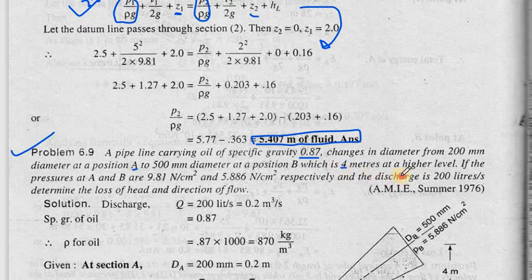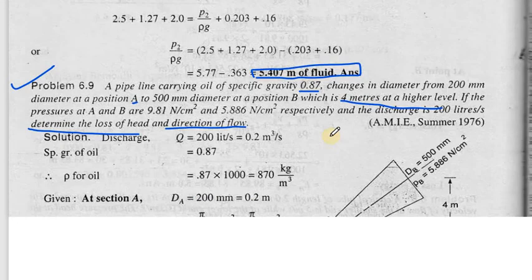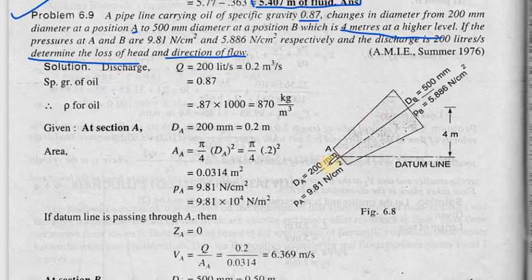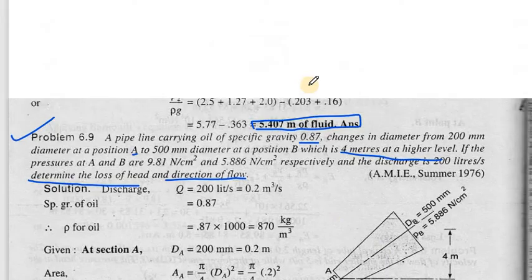So it is saying that the datum is generally such that point B is 4 meter higher than point A. If the pressures at A and B are 9.81 Newton per centimeter square and 5.886 Newton per centimeter square, and the discharge is 200 liter per second, determine the loss of head and the direction of flow. So we need to calculate the loss of head, and we also need to calculate the direction of the flow, in which direction the fluid is flowing, whether from point A to B or from B to A.